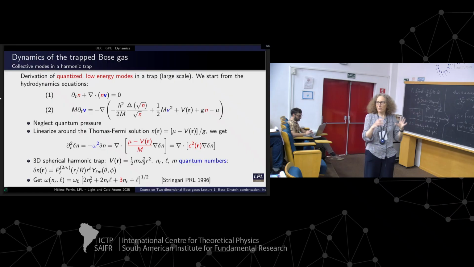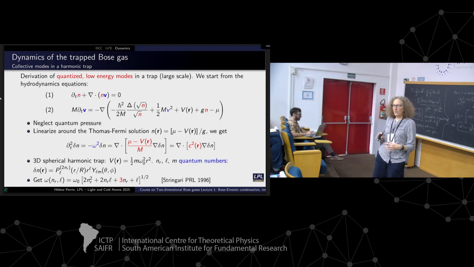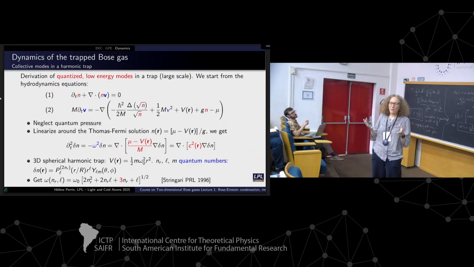And so I can solve that. For example, if I have an isotropic 3D trap, everything is rotationally invariant. So the natural basis on which I should solve this problem is the basis of the 3D spherical harmonic functions. And so I introduce a function that varies with r only, which is a polynomial, and then the orbitals, Y_lm, which will describe all the rotations.